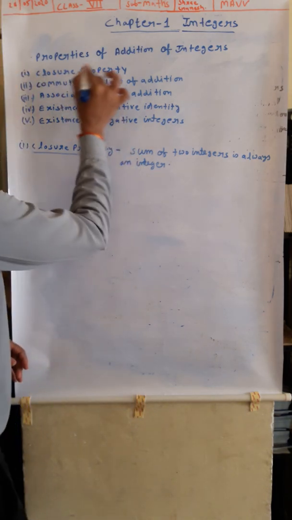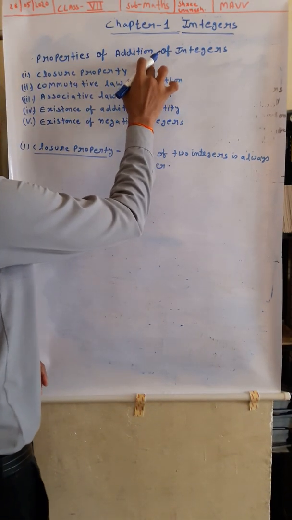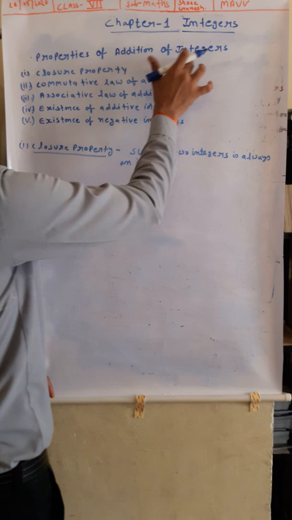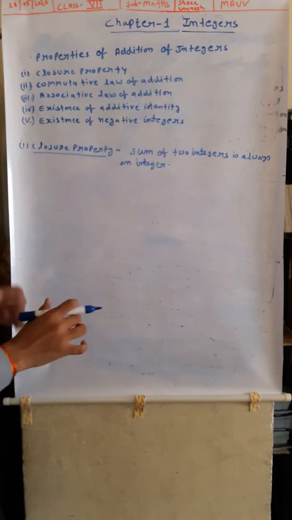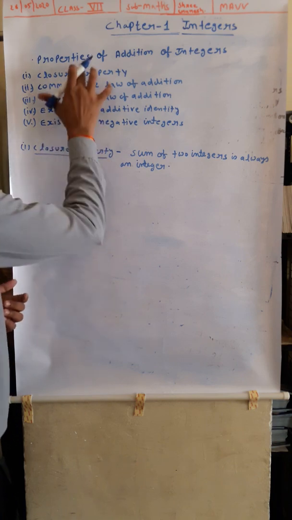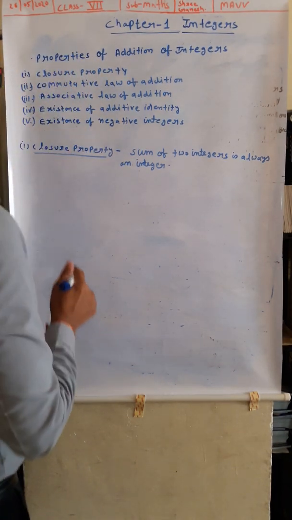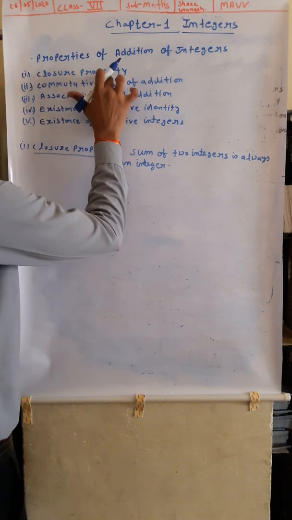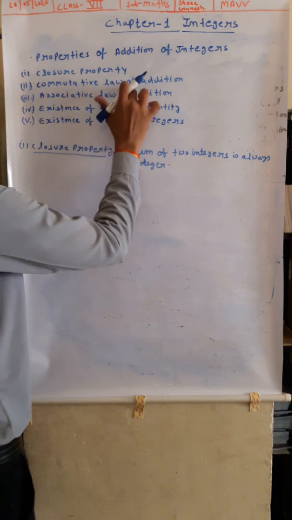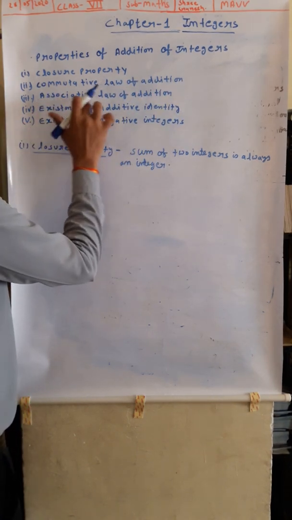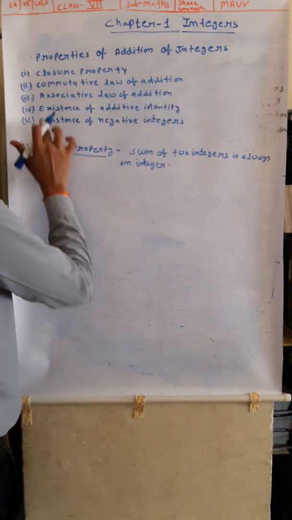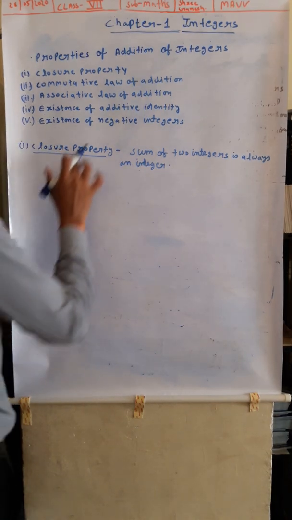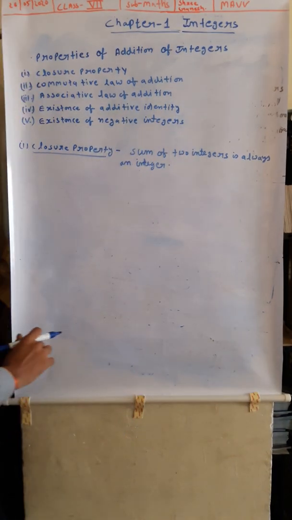In this topic we are going to discuss the properties of addition of integers. When we add two integers, there are some properties we should keep in mind. There are basically five properties. The first one is the closure property, the second is the commutative law of addition, the third is the associative law of addition, the fourth is existence of additive identity, and the last property is existence of negative integers.